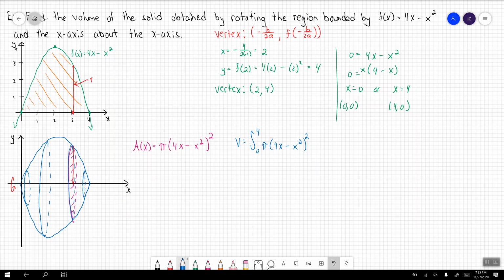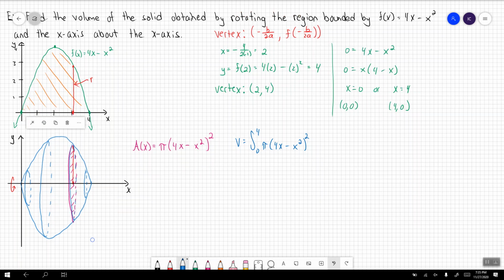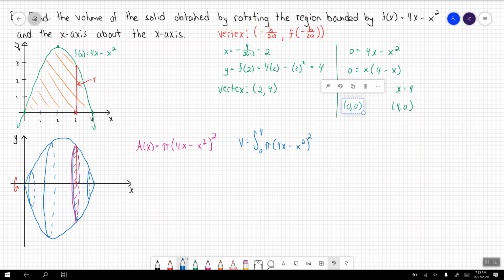All right, so let's integrate this with respect to dx. Oops, sorry about that. All right, here we go. Now, pi is a constant, so it factors straight through the integral, multiplied by the integral from 0 to 4.